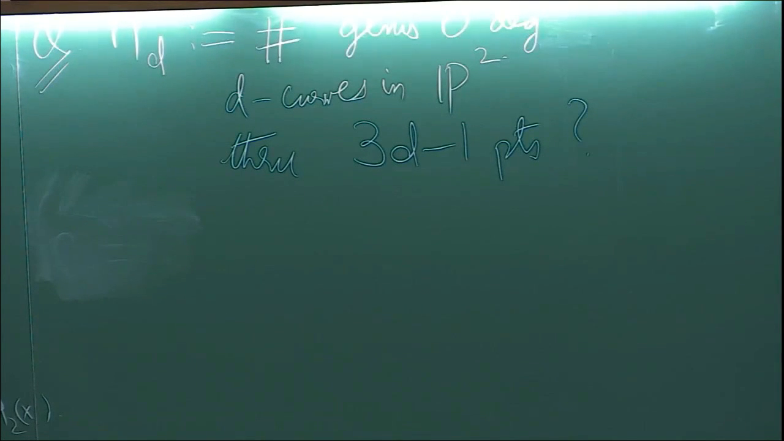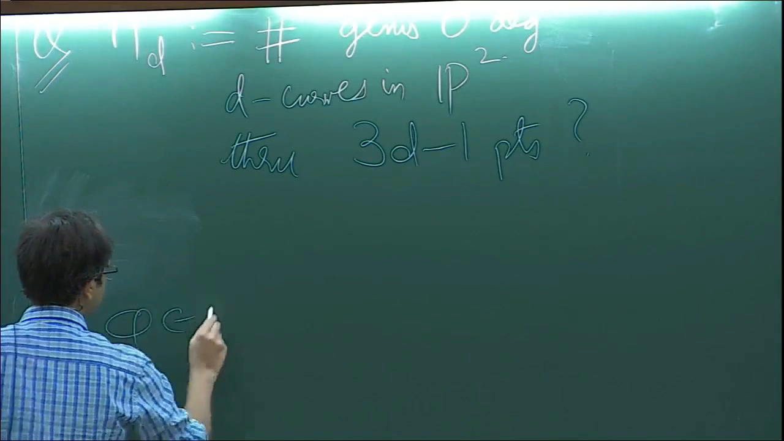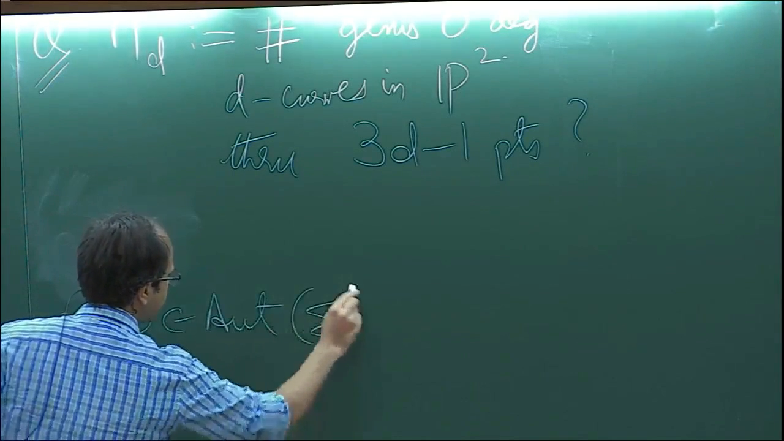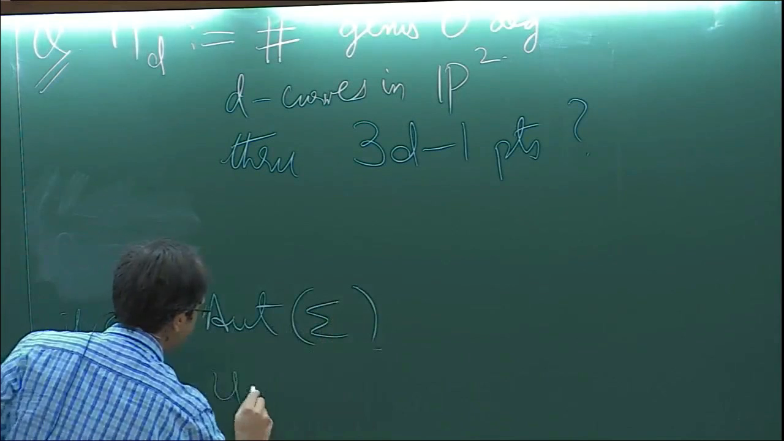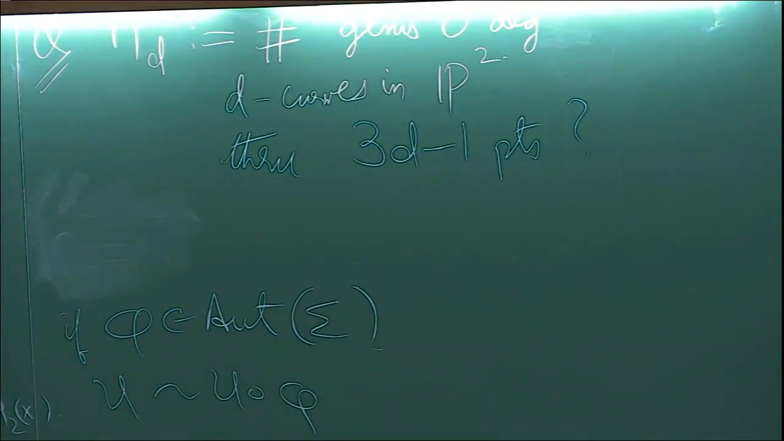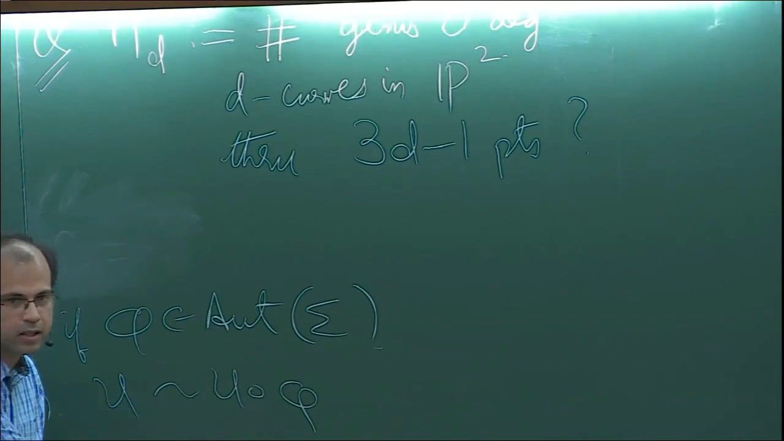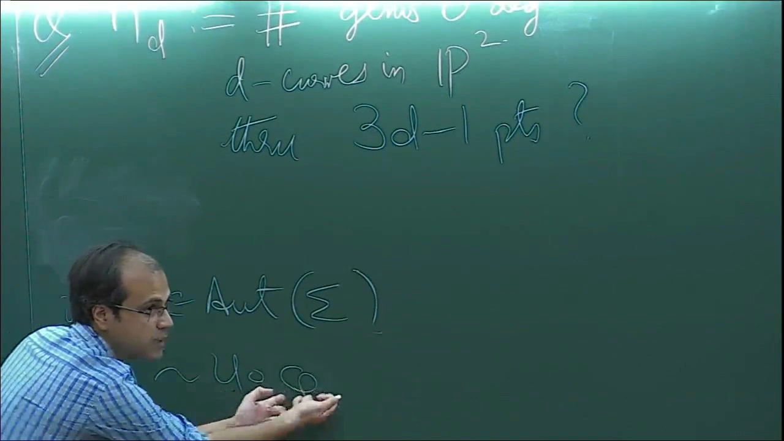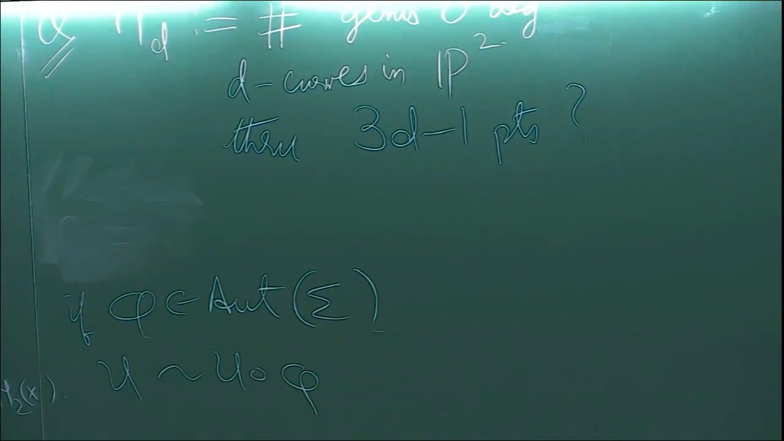I have maps, but I mod out by the equivalence that if phi is an automorphism of the domain, then U and U composed with phi are the same thing. So if you have two distinct maps, they are not necessarily two distinct objects. If they differ by an automorphism, they are literally the same thing in a different guise. This is basically up to reparametrization. So yeah, this is my actual space.